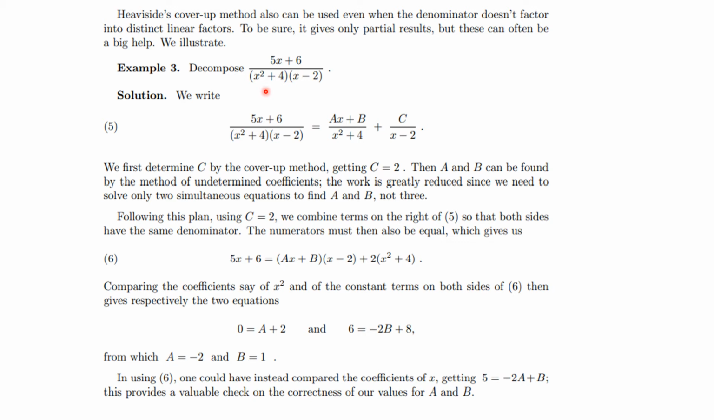5x plus 6 over (x squared plus 4)(x minus 2). From our partial fractions theory, we know that this is going to be written as (Ax plus B) over (x squared plus 4) plus C over (x minus 2). And this would end up being 3 equations and 3 unknowns. But since this is a distinct linear factor, we can figure this out by covering up x minus 2 and substituting 2 into here, and we'll find that C in fact does equal 2.